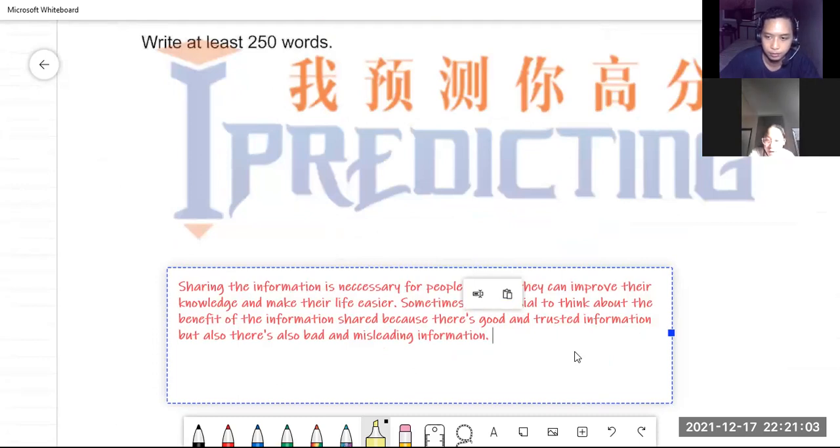Can we add my opinion? Yeah, sure. Because for me, we only need to share information if it brings the good benefit to people. Okay. Yeah, very good.